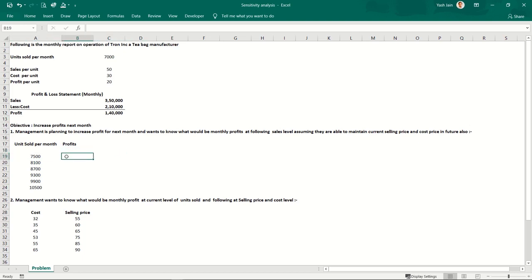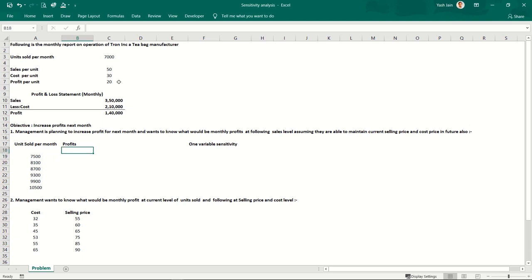So we can solve this. One way to solve this is, instead of writing 7,000 here, first hard punch 7,500, and your profit will be 1,50,000. Then hard punch 8,100, and your profits will be 1,62,000. But it is a very laborious process, right? We can solve this problem using one variable sensitivity. So let's solve this using one variable sensitivity.